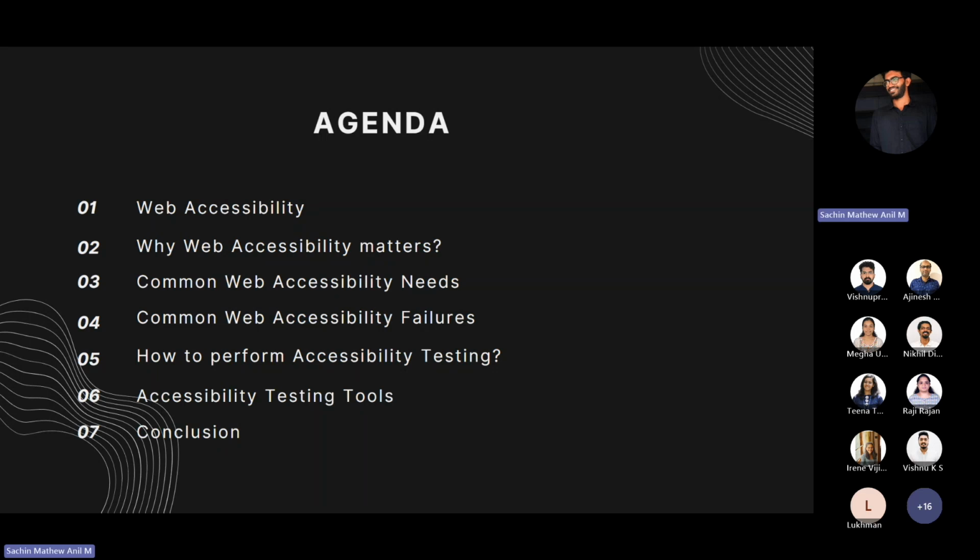And in the next section, we will discuss the process of accessibility testing and the key steps involved. We will explore the various techniques for conducting an effective accessibility test. Finally, we will see popular testing tools that can help the testing process.